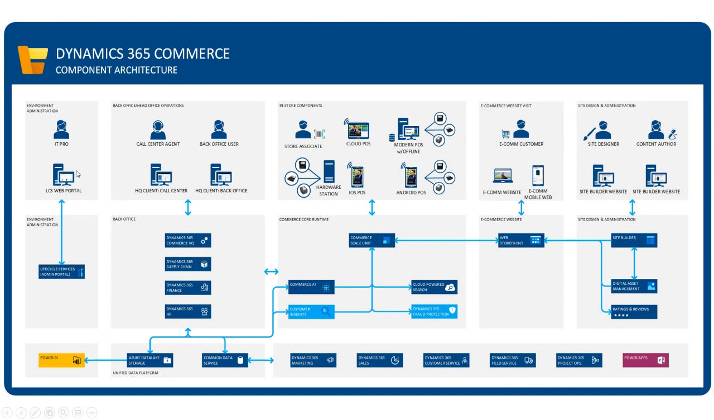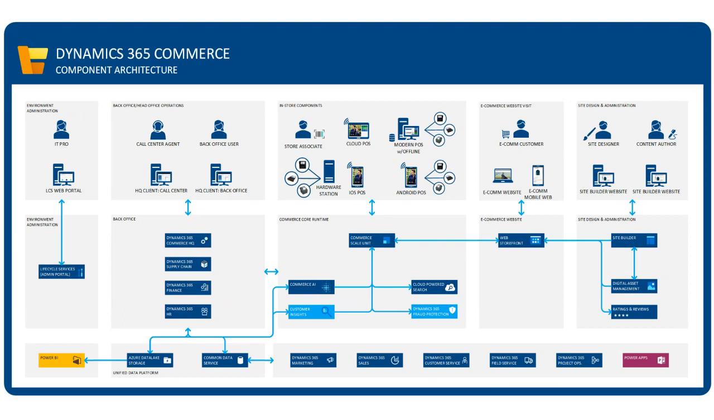On this diagram, let's start from the left-hand side of the picture. On the left-hand side, we have our IT pro personas. And this could be a persona working in a customer organization as an IT administrator, or this could be a persona working for an implementation partner helping specific implementation projects for customer go-lives. So for this persona, the primary management plane, as many of you might know, is the lifecycle services web portal. And within this web portal, multiple different lifecycle operational capabilities are available for managing a Dynamics 365 commerce environment.